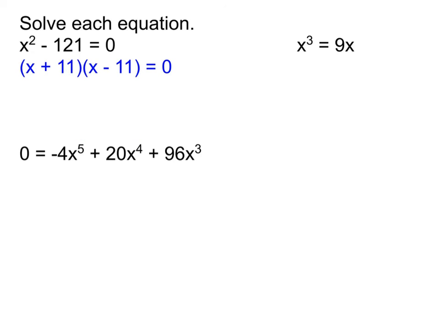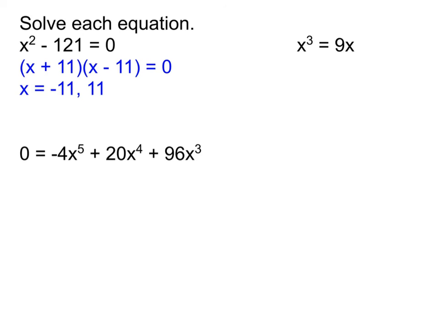Another way is you could have factored it at the start. Instead of moving stuff side to side, you could have just factored it in this case. And then we could solve it and find that x equals negative 11 and 11 again. Same solution either way, you'll notice.